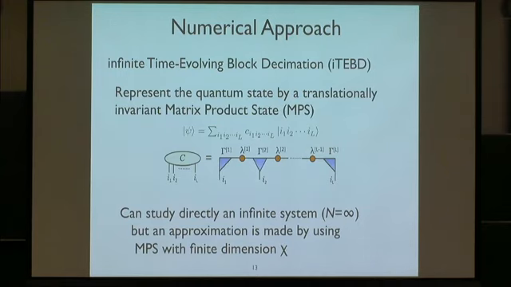But of course, that doesn't mean that you can really get the exact result for an infinite system, because these matrices need to be finite dimensional to be represented in computers. So we always introduce some sort of cutoff, which is the dimension of this matrix in the computer. This finite dimension introduces some error, so basically the precision is determined by this finite dimension chi.